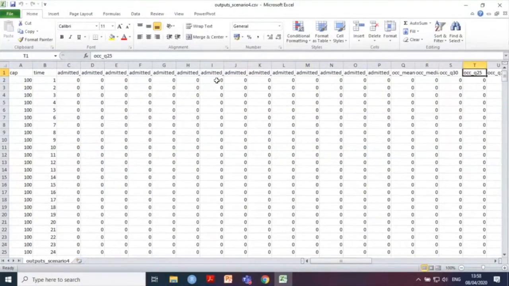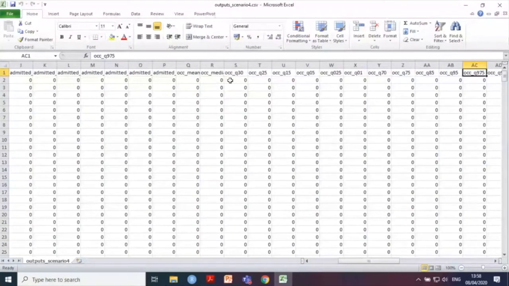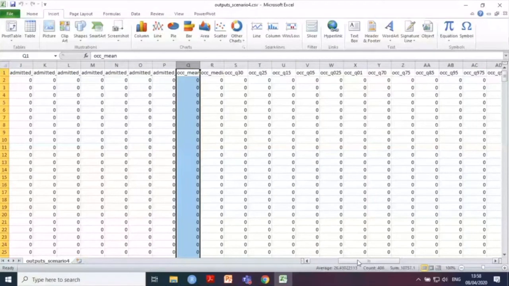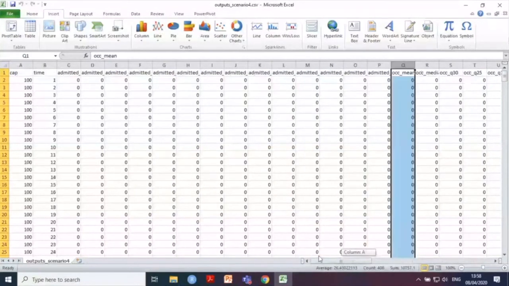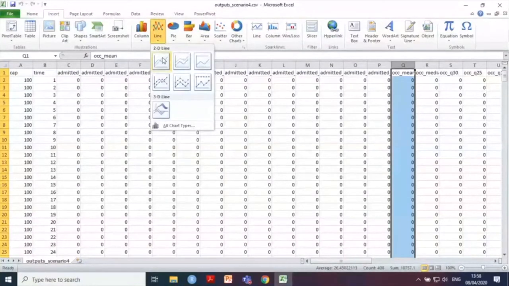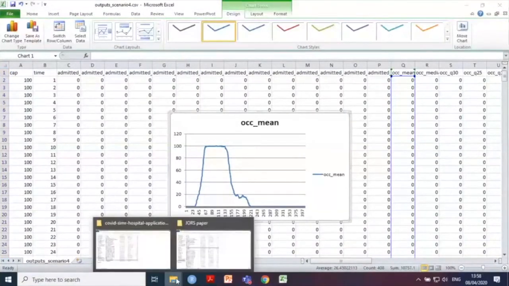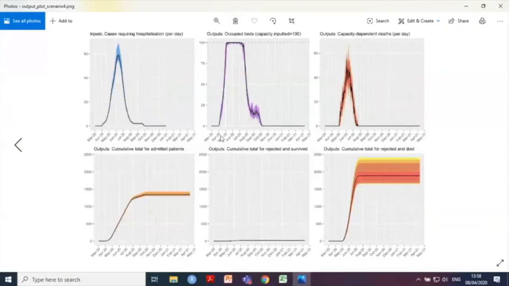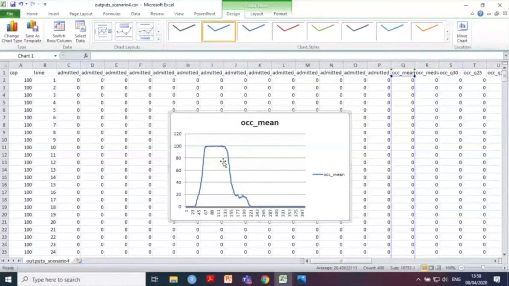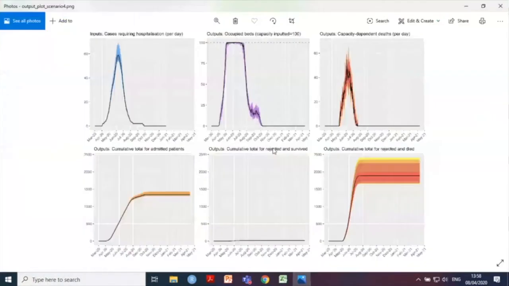So if we wanted to look at the occupied mean beds over time, I think we can probably just plot this here. And this will give the curve that you've seen also in here, basically. So the mean of the curve here is the same as what you're seeing here, and then you can get the various other quantiles and plot them, which is essentially all the function that plots this is doing.